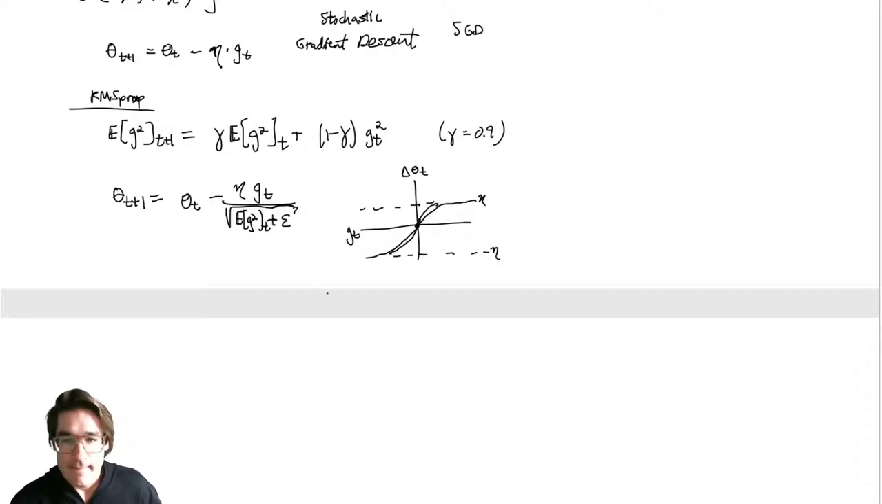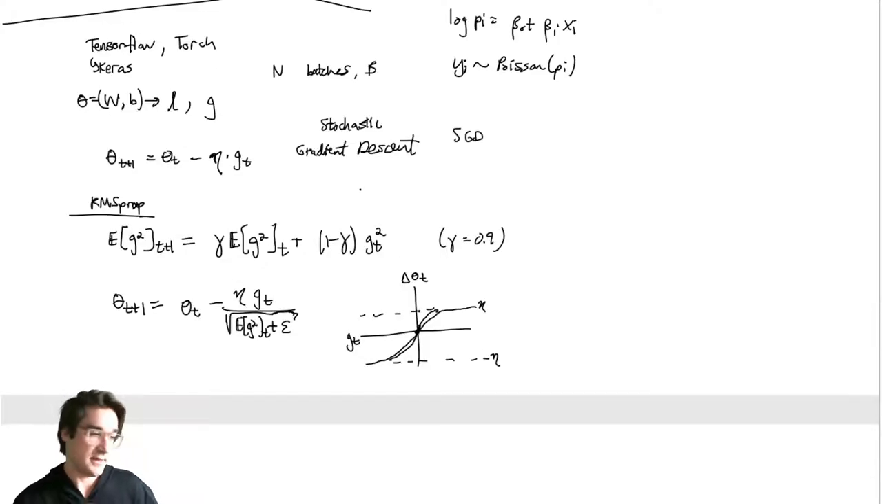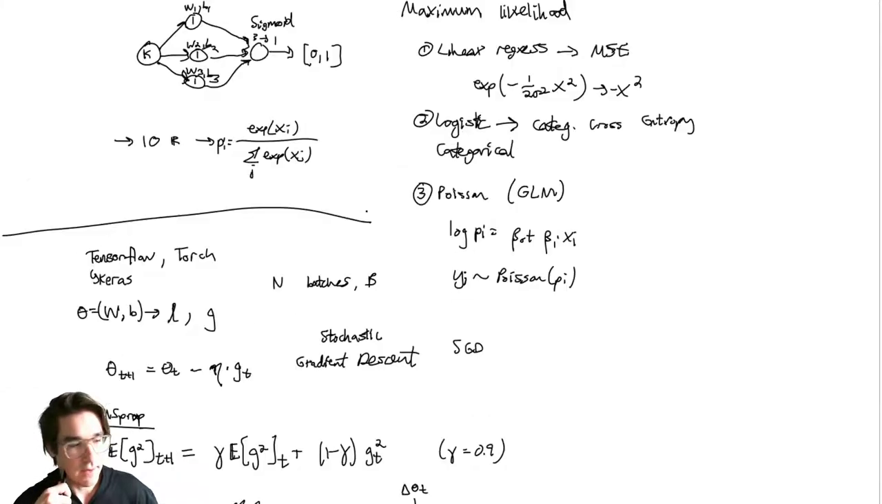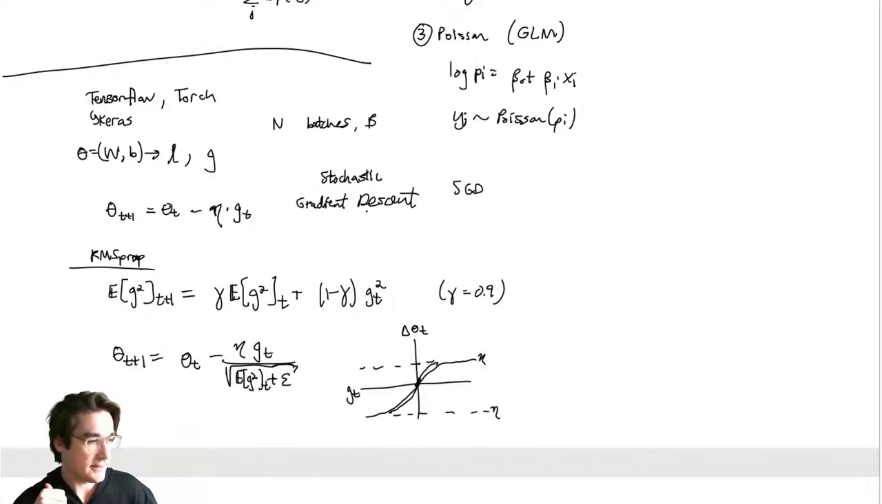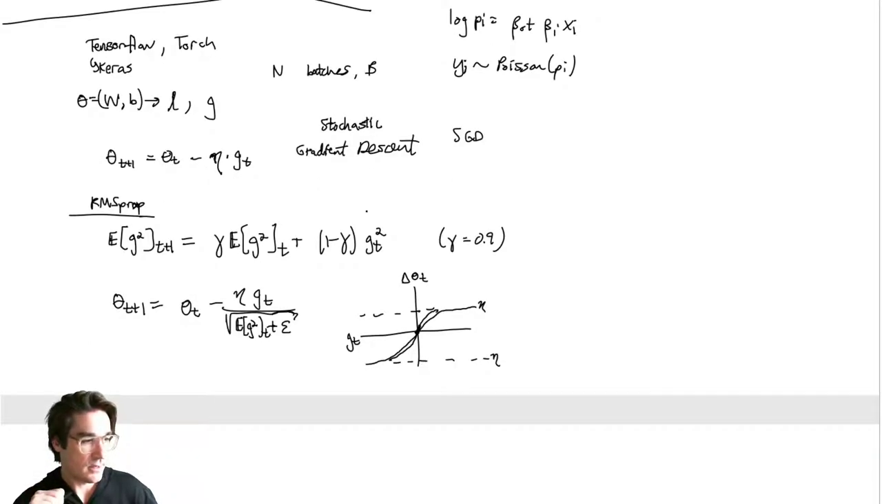Okay. There's others. There's AdaGrad, Adam. There's like 50 other ones. But I like RMSprop. Okay, so that's all right. You got stochastic gradient descent. You got the various improvements like RMSprop. You got batches. You got various objective functions. Those are all important ingredients into what we're doing here.